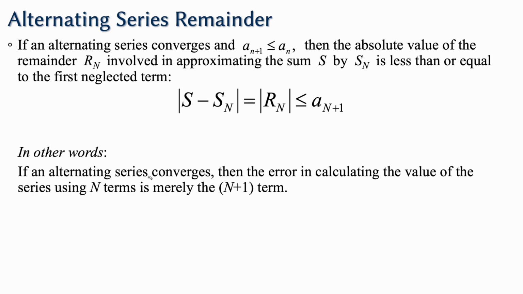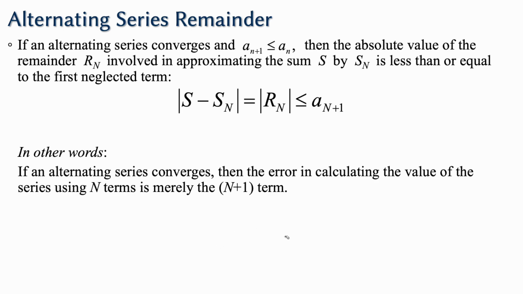If an alternating series converges, so as long as we know it's convergent, then the error, the amount that you're off by in calculating the value of the series using n number of terms, will be no more than the n plus 1th term. So in other words, if I use 6 terms to generate a series, and I know that it is a convergent alternating series, then if I'm wondering how close the sum of those 6 terms is to the actual overall infinite sum?